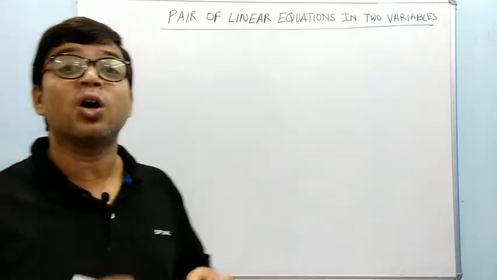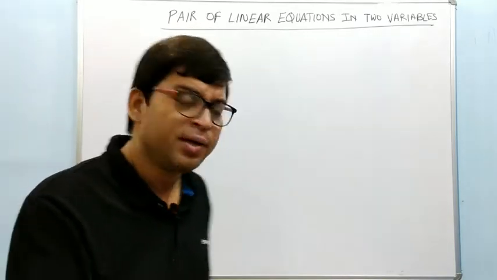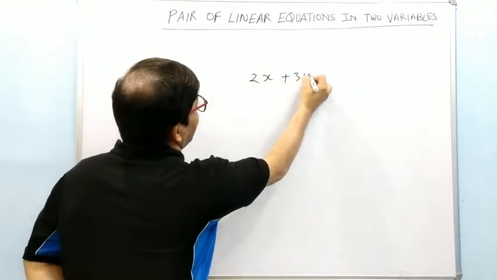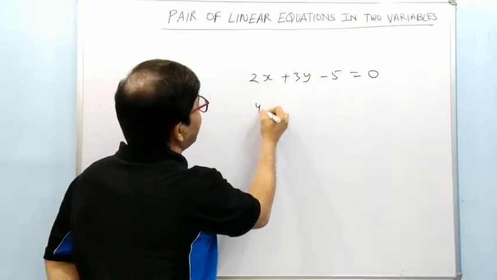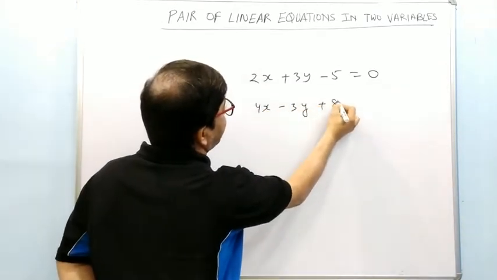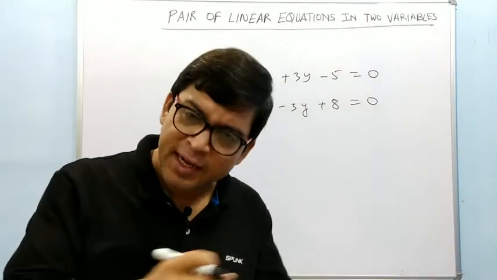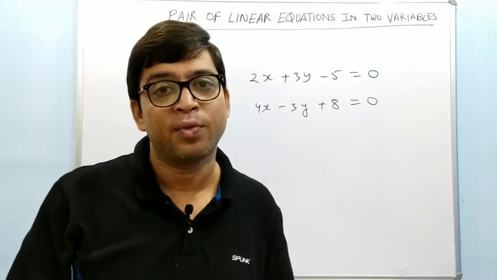Now we will see the cross multiplication method. How to solve with the cross multiplication method? Just write the equation. If the equation is 2x plus 3y minus 5 is equal to 0, and the other is 4x minus 3y plus 8 is equal to 0, how to solve? The technique I am giving you by means of a real example.